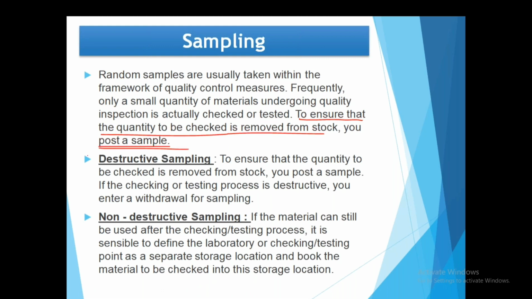There are again two types of samples: destructive sampling and non-destructive sampling. Destructive sampling means, to ensure that the quantity to be checked is removed from stock, you post a sample. If the checking or testing process is destructive, you enter a withdrawal for sampling. After the quality inspection, the stock will get consumed. The stock cannot be used, or is not available.